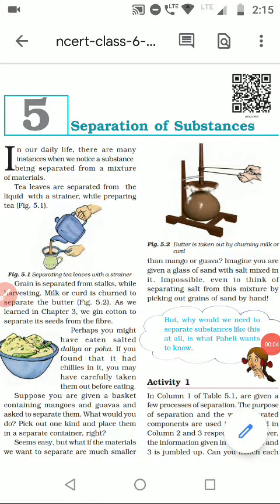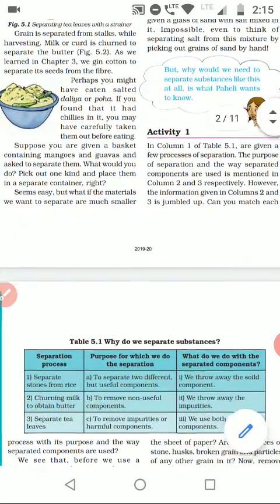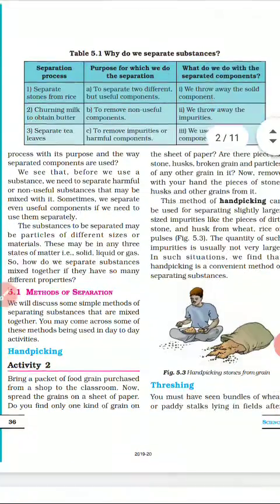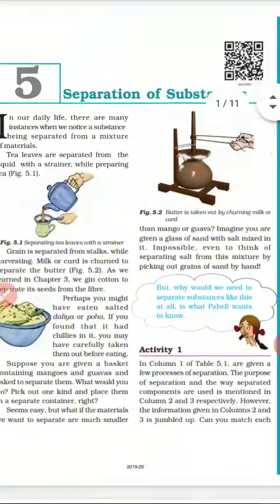In this video I am going to discuss grade 6 chapter 5, separation of substances. In that we will see page number 35 and 36. These two pages we are going to study.